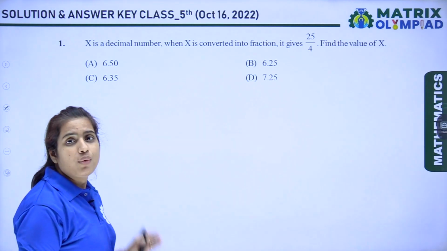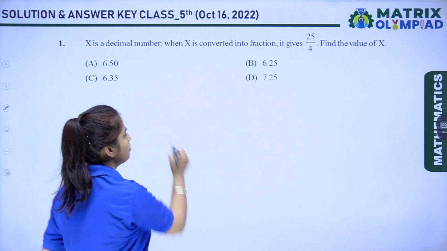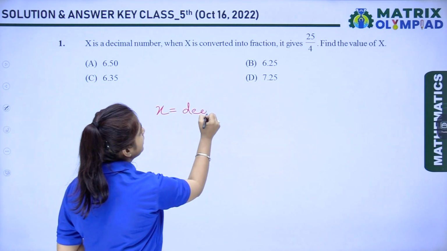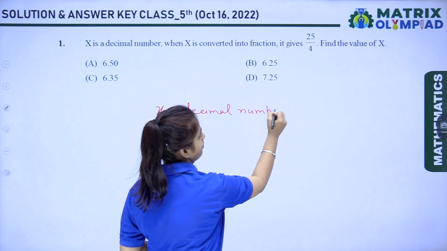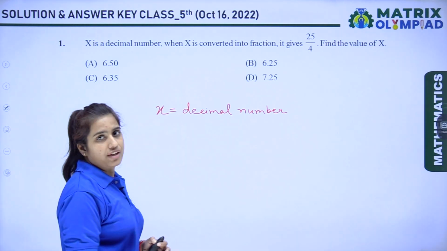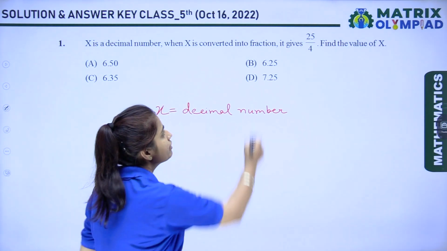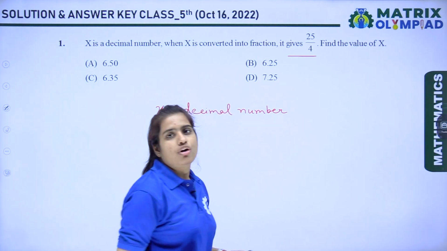Here question number 1 says that x is a decimal number. When x is converted into a fraction, it means this decimal number is converted back into a fraction, it gives 25 upon 4. Find the value of x.